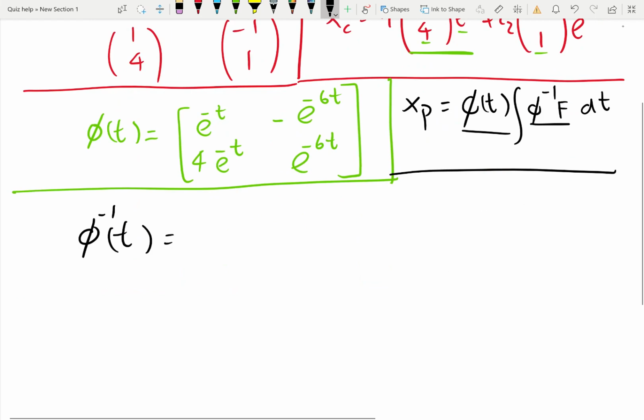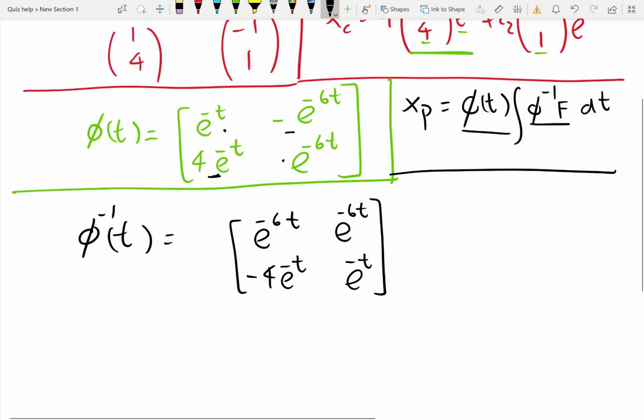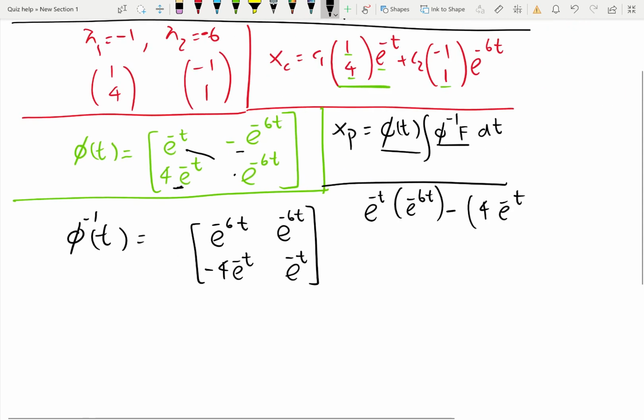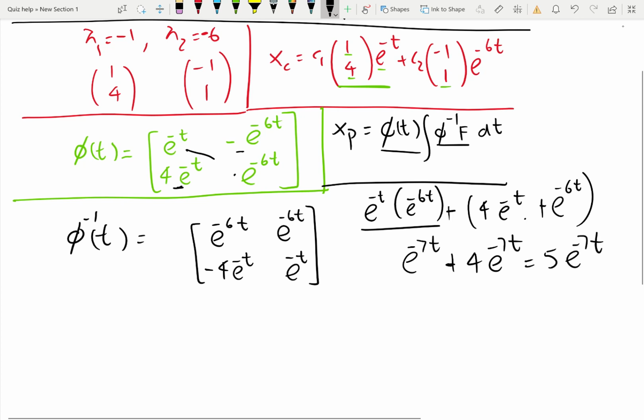So phi inverse, which we practiced, is we switch these two, e to the negative 6t, e to the negative t, and we multiply these two by negative. So this is e to the negative 6t, this is negative 4 e to the negative t. Be very careful. Now you divide this by the determinant. The determinant here will be e to the negative t times e to the negative 6t minus 4 e to the negative t times negative e to the negative 6t. So what do we get? Here we get e to the negative 7t, and minus minus is plus, plus 4 e to the negative 7t. So it is 5 e to the negative 7t.